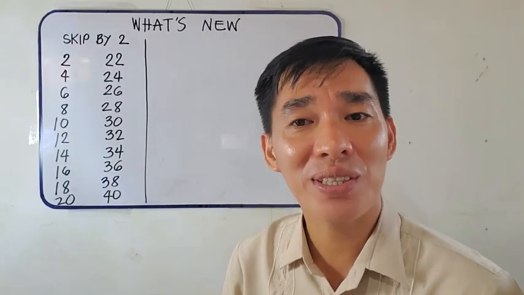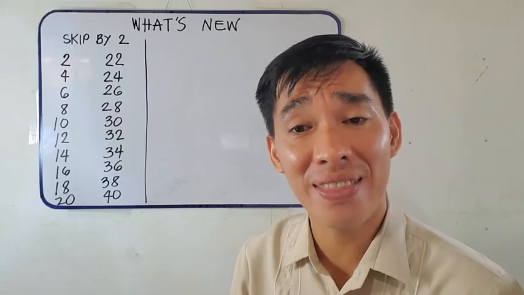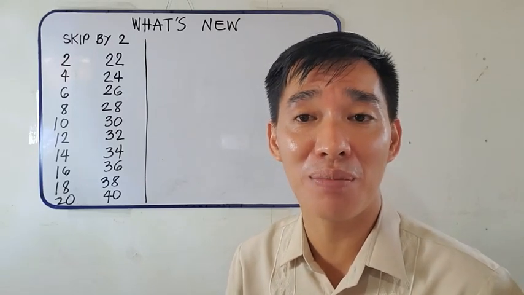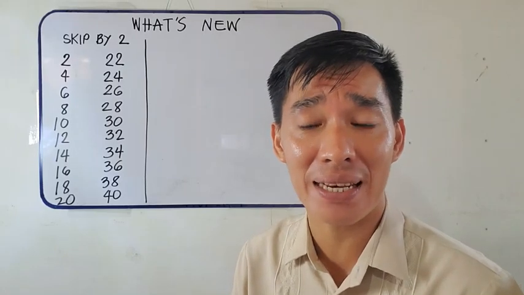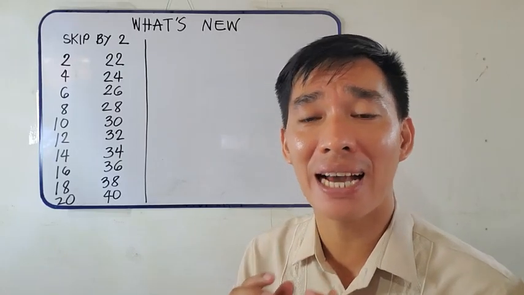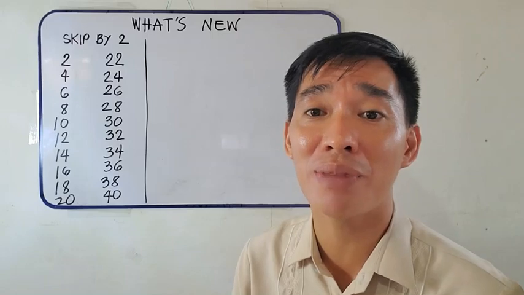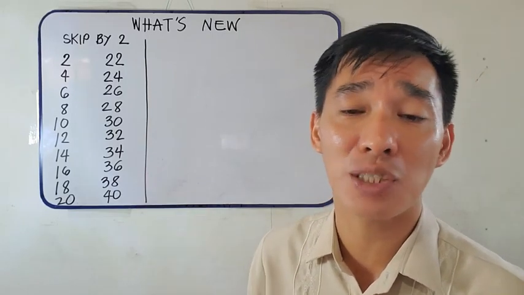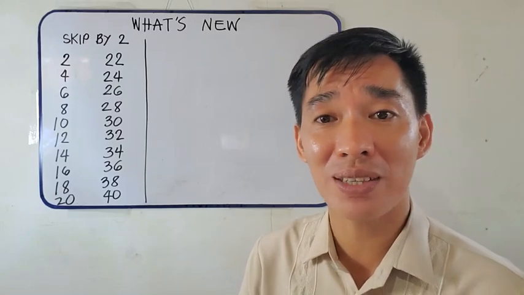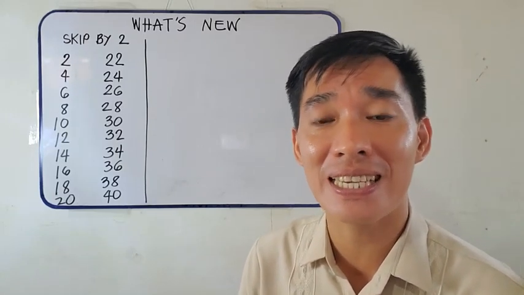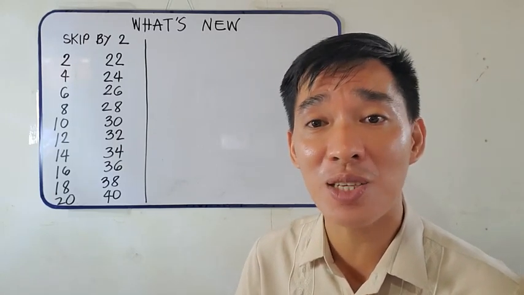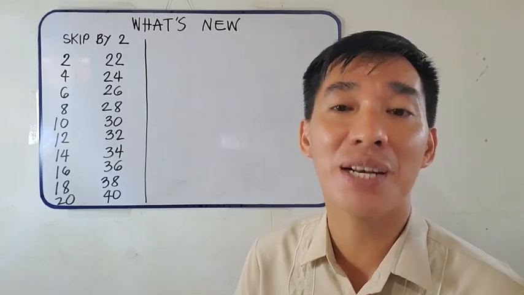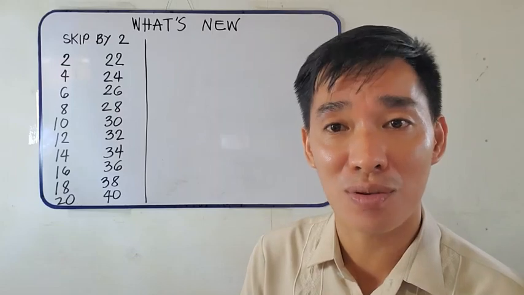So after the short activity, how will we be able to tell if a number is divisible by 2, by 5, or by 10 without actual solving? I want you to listen very carefully because this is what you need to know in order to determine automatically if a number is divisible by 2.